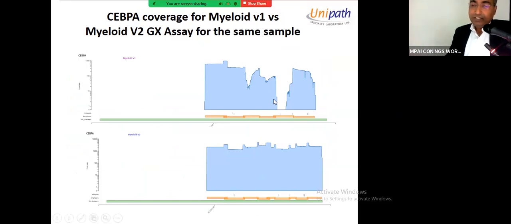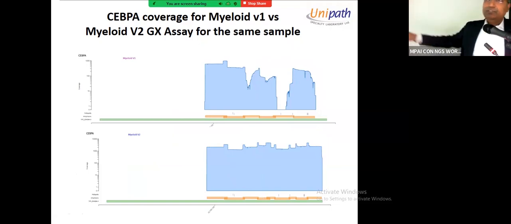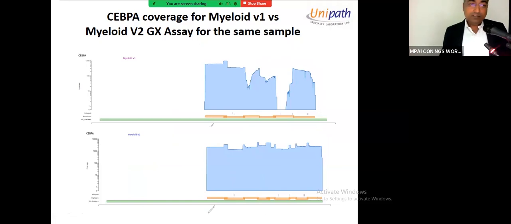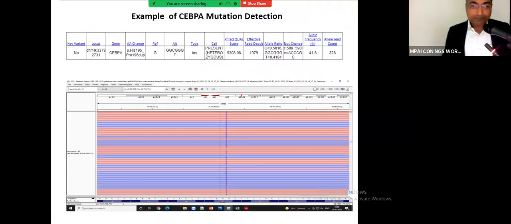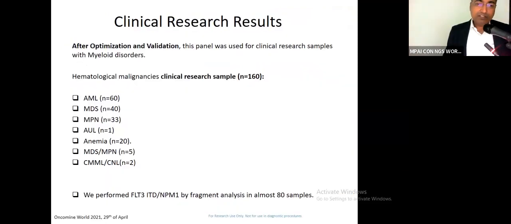So you see this, the sample count is not covered in this assay. Same sample, but this was not covered well. And you see the coverage here. So again, we are showing that the V2 GeneXus assay is running very well, again a confirmation of the CEBPA mutation. Okay, this ran very well.